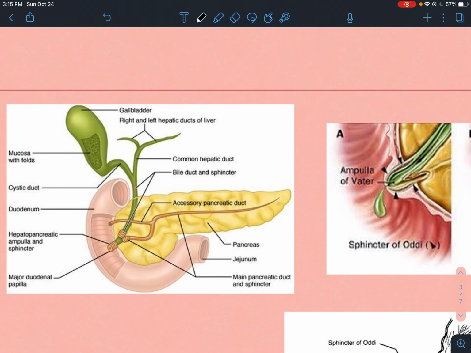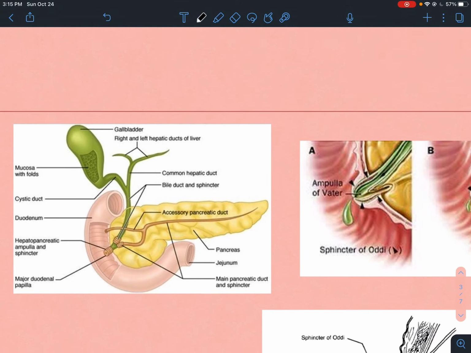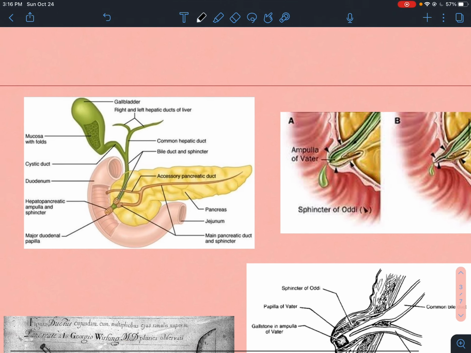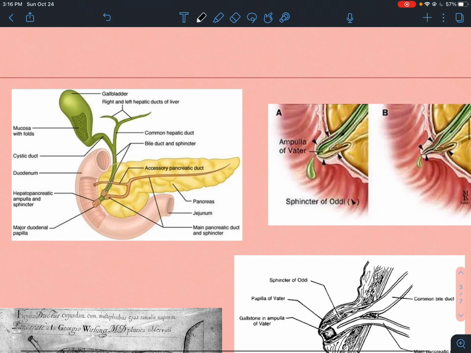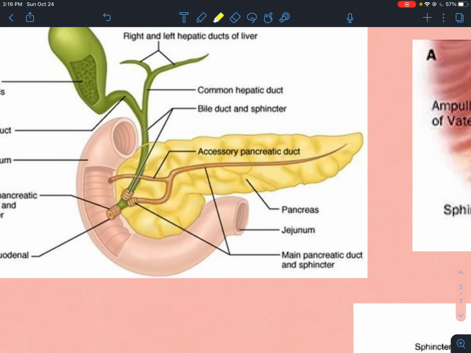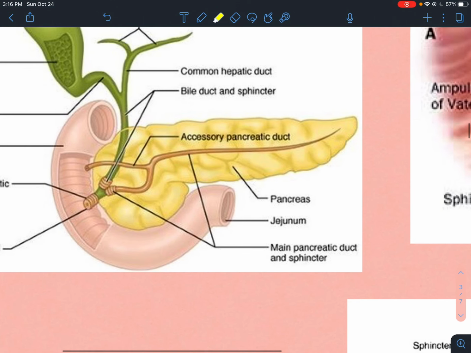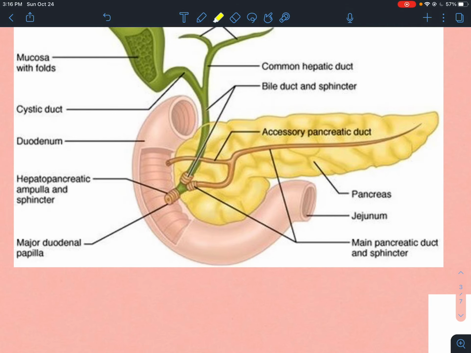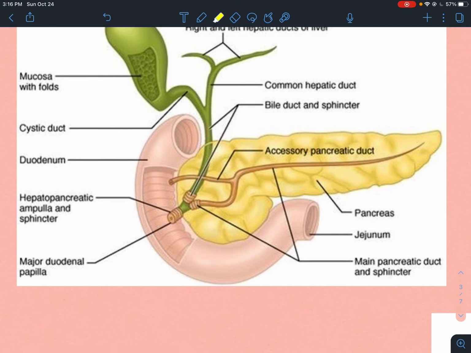Now, in this image, we get an interesting view of how we can control the secretions here. Notice that you've got sphincters that are closing off these tubes in case we don't need them. So when we're not digesting food, we don't want these contents going into the duodenum.